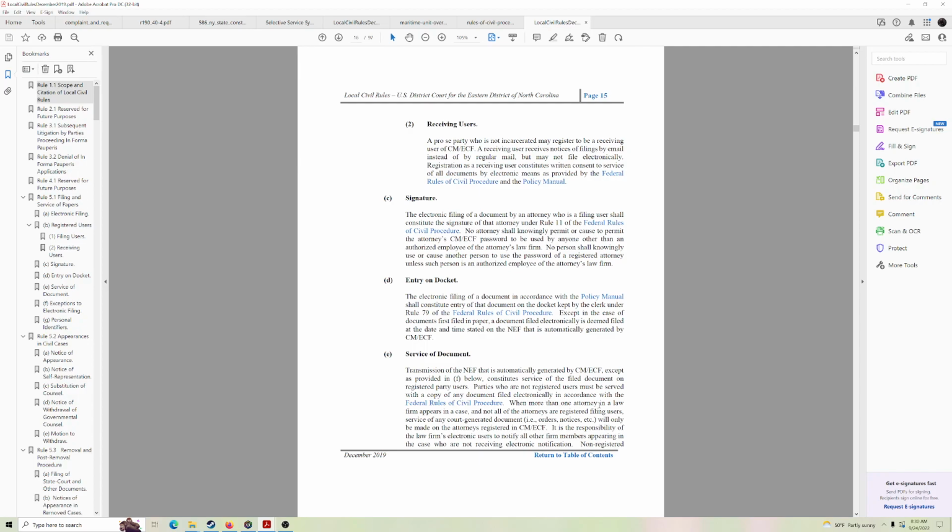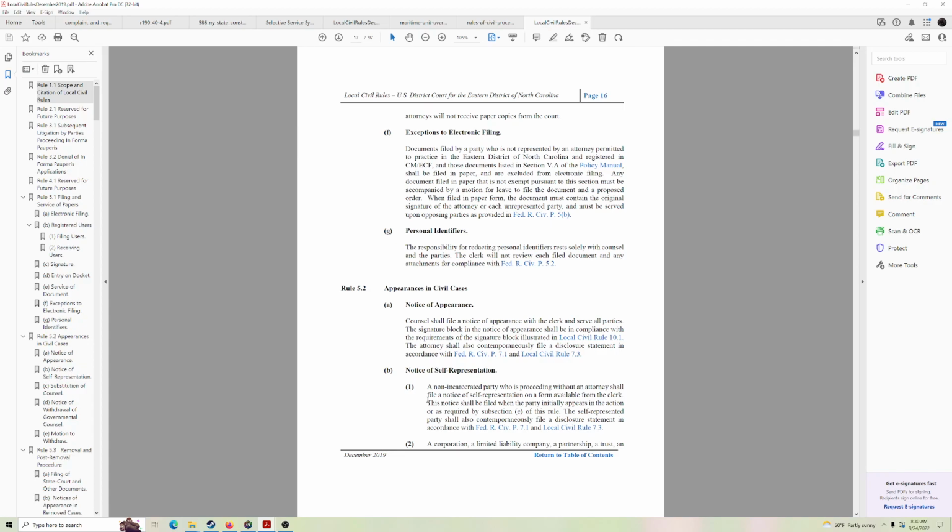When more than one attorney in a law firm appears in a case and not all the attorneys are registered filing users, service of any court-generated document, i.e., orders, notices, etc., will only be made on the attorneys registered in CM/ECF. It is the responsibility of the law firm's electronic users to notify all other firm members appearing in the case who are not receiving electronic notification. Non-registered attorneys will not receive paper copies from the court.